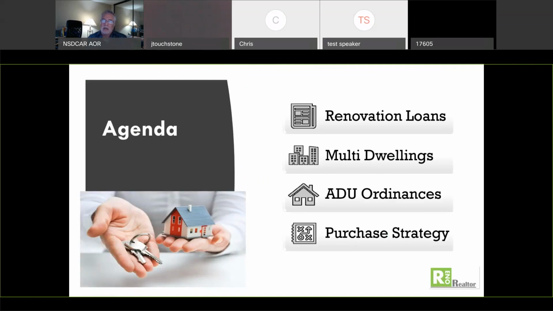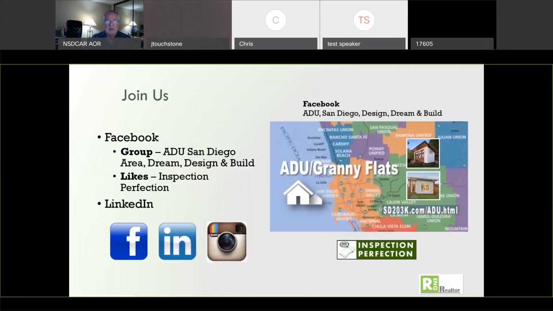So the agenda today is we're going to go through some real basics on how renovation loans work from a transactional standpoint. And then I'm going to share with you numerous income properties that we've created over the years. We'll definitely spend time on ordinances. That's a key part of this presentation. And then really just talk about how renovation loans work in a purchase cycle. So there's going to be an A and a backup strategy, as you'll see throughout the presentation.